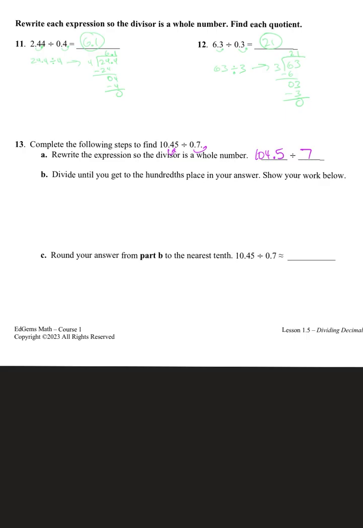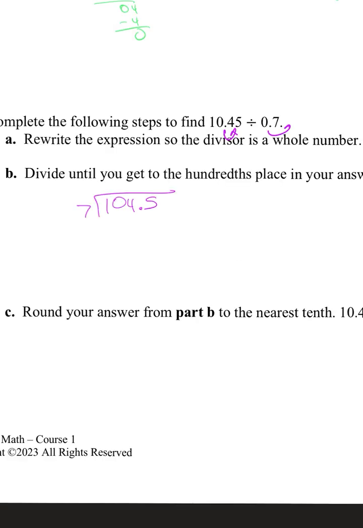All right? So for part B, it says divide until you get to the hundredths place in your answer. Show your work below. So here we go. So we're going to go 104 and 5 tenths divided by 7. I'm going to zoom in so you guys can see a little bit of my work and carry it out to the hundredths place like instructed. All right, so now that I've got it set up, I'm going to bring my decimal point into the quotient. So 7 will go into 10 one time. 1 times 7 is 7. Subtract those, I get 3.